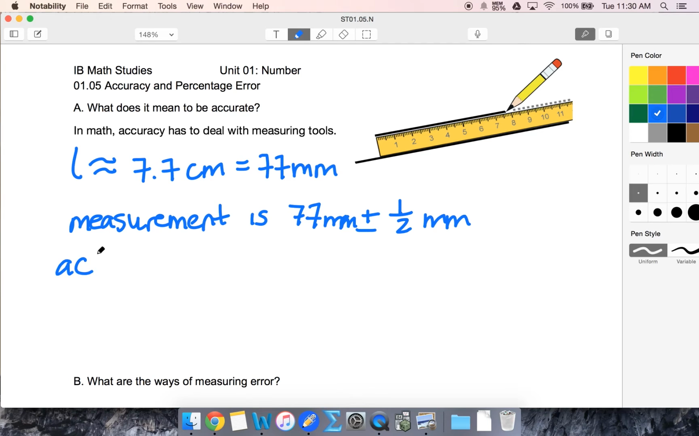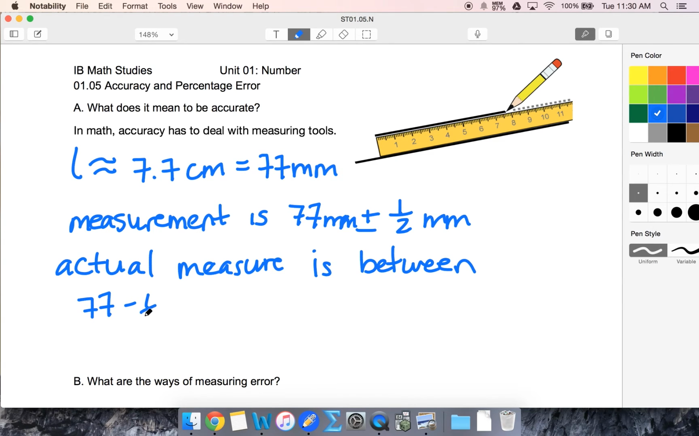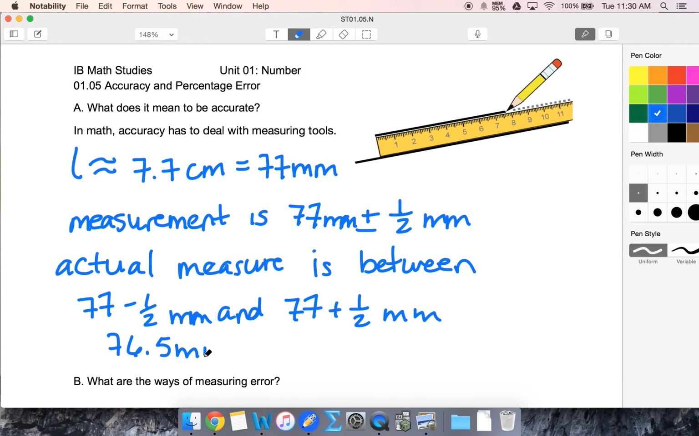So the actual measure is going to be between 77 minus a half millimeters and 77 plus a half millimeters, which is of course 76.5 millimeters and 77.5 millimeters. So in this case, I'm only accurate to the nearest half a millimeter.